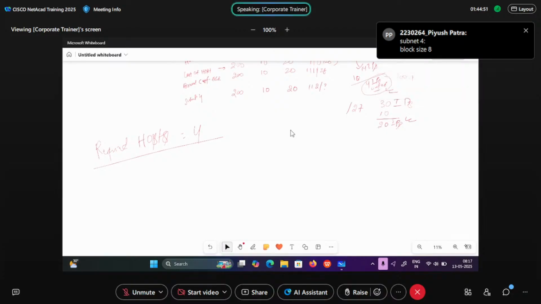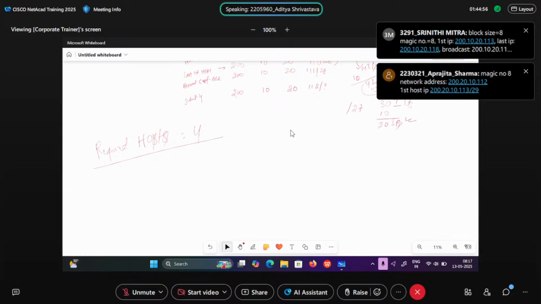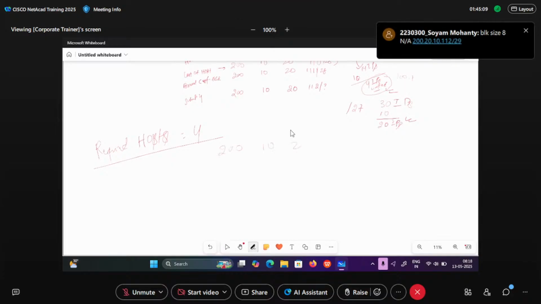Okay, tell me what is the CIDR value for subnet 4? 29. Okay. So the subnet 4 ID is 200.10.20.112/29.